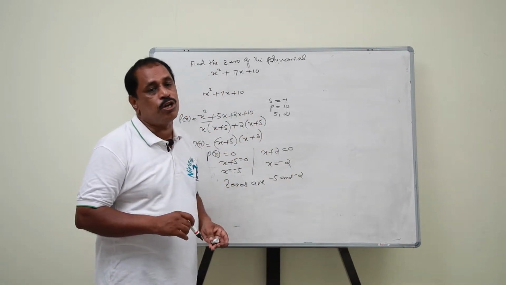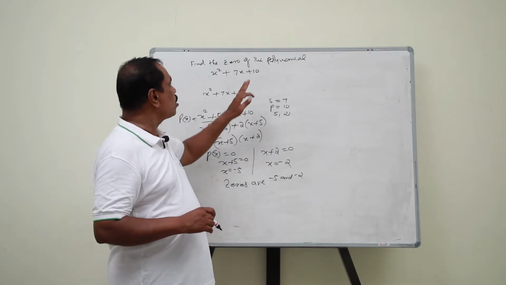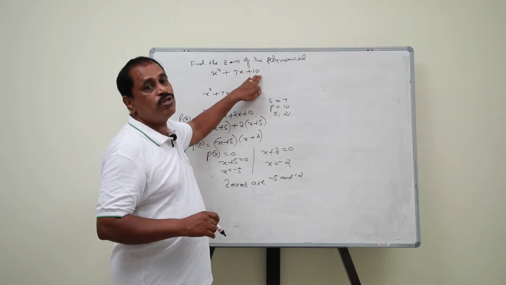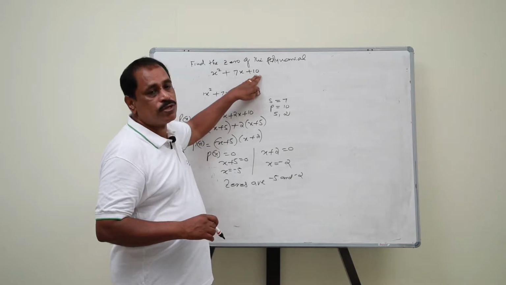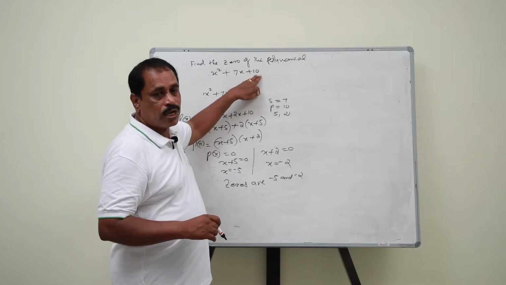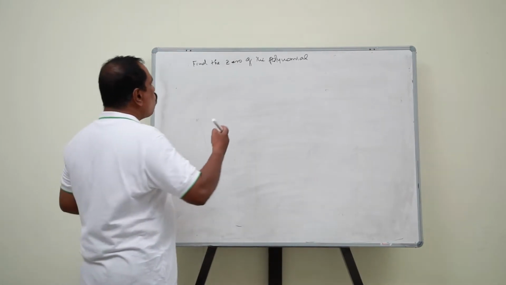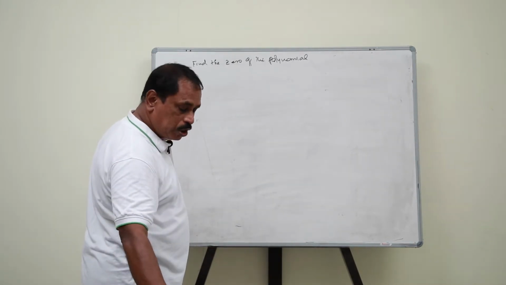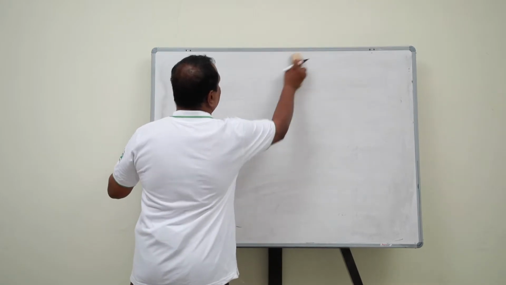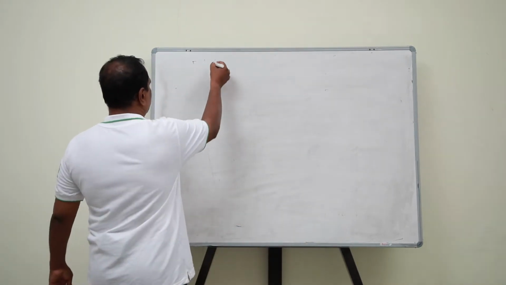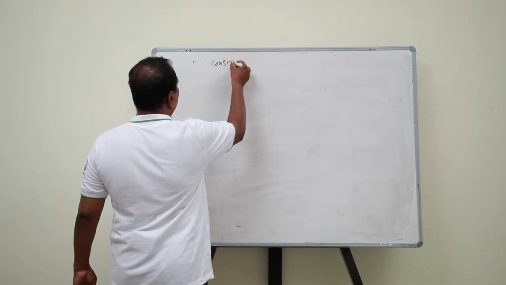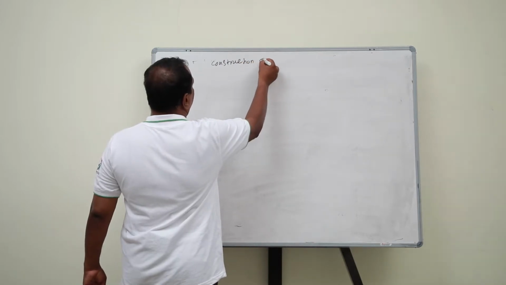I believe you understood. First is finding the zeros, and this is the way we can find the zeros of a polynomial. Clear? Now we are going to do constructing a polynomial. Construction of a polynomial. How can we construct a polynomial?